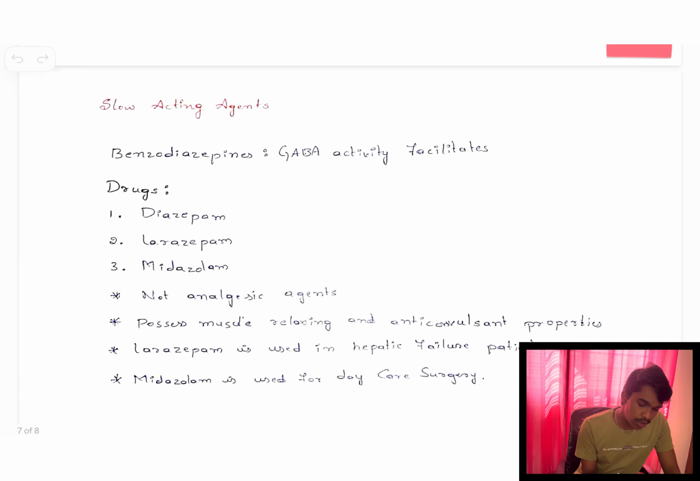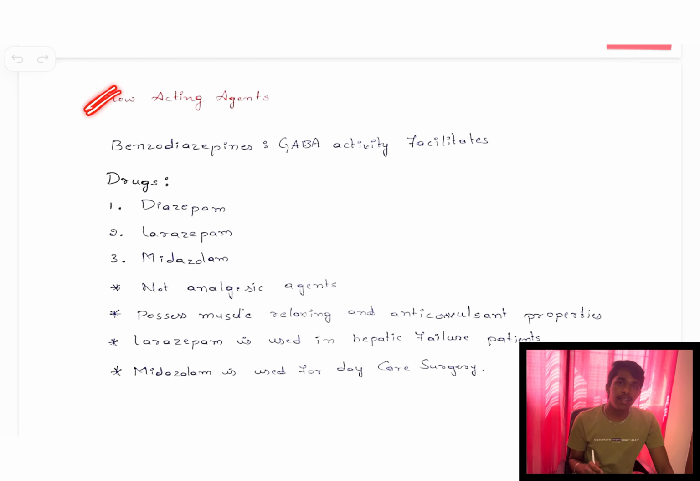Now we are going to read about slower acting agents. With this we have finished faster acting, like barbiturates and non-barbiturates. In barbiturates we have studied thiopentone and its important side effects, drug of choice and contraindication of course. In non-barbiturates we have studied 2, that is ketamine and propofol. We have missed etomidate. I felt it is not important. Etomidate is a cardiostable anesthetic and it can be preferred in cardiac patients.